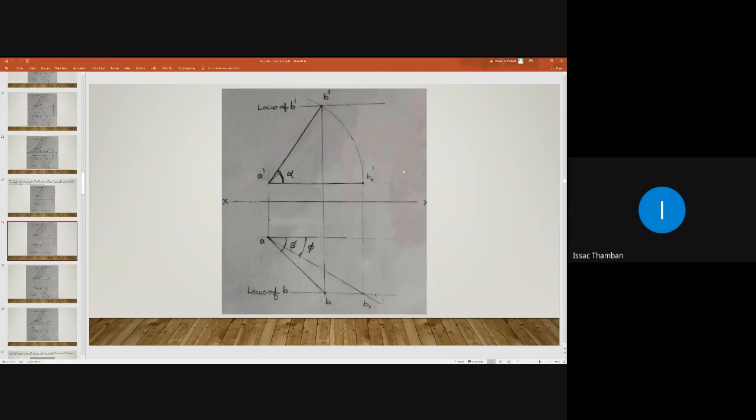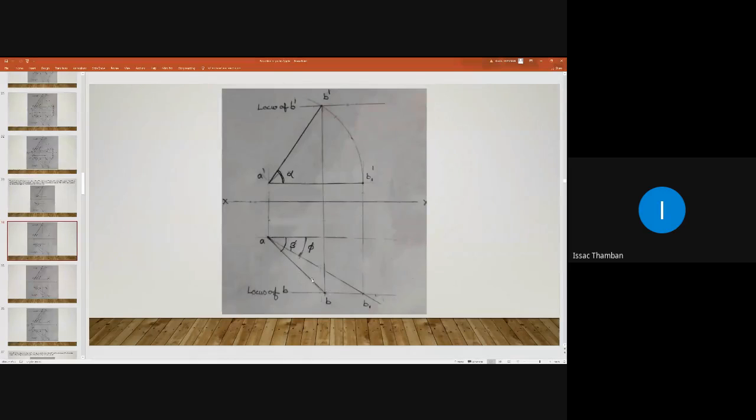Yes, sir. So now we have a line A dash B1 dash. So what is the specialty of line A dash B1 dash? It is parallel to VP. We have tilted this line so that A dash B1 dash is parallel to VP. So if you are tilting like this, what will happen to end B in the plan?